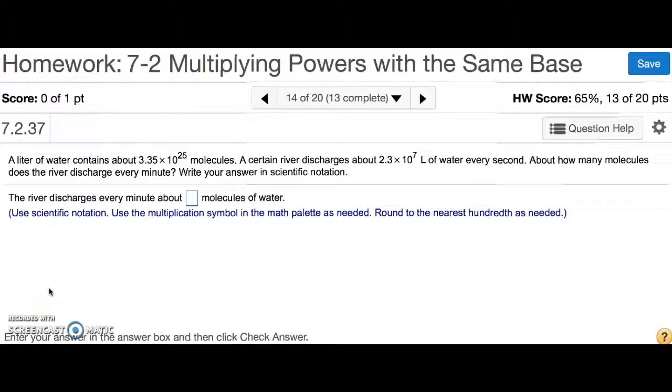14. A liter of water contains about 3.35 times 10 to the 25 molecules. A certain river discharges about 2.3 times 10 to the 7th liters of water every second. About how many molecules does the river discharge every minute? Write your answer in scientific notation.